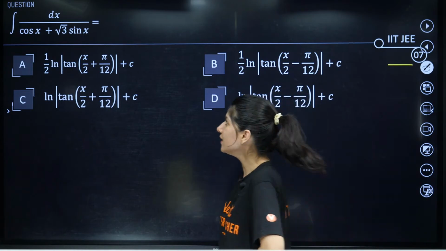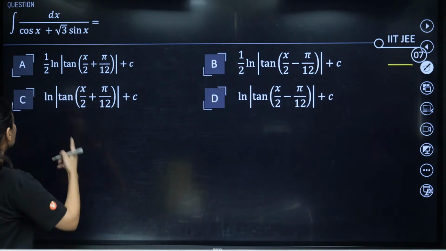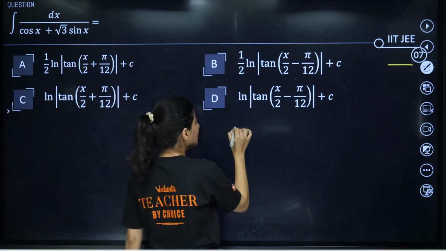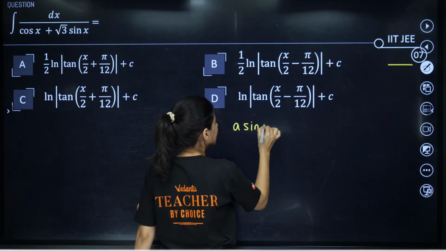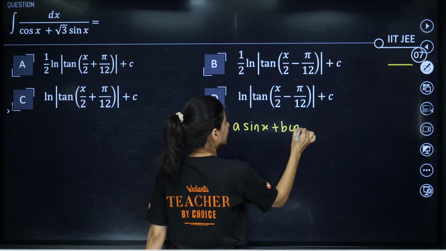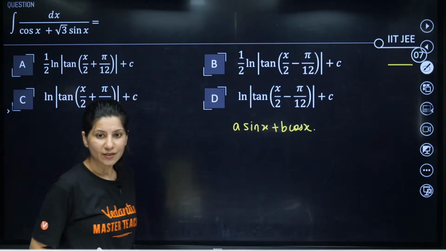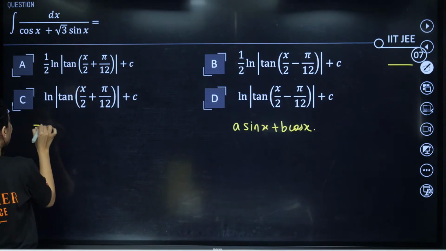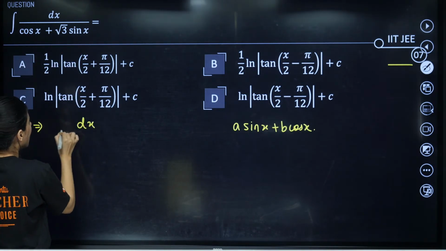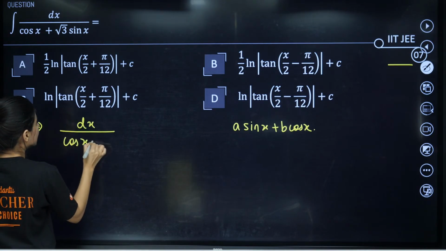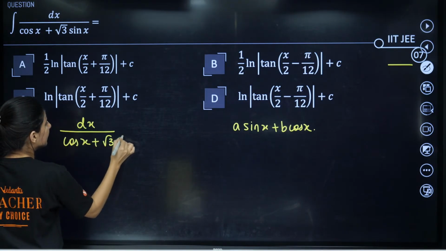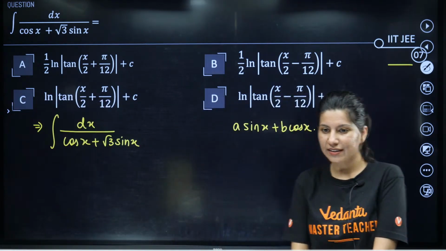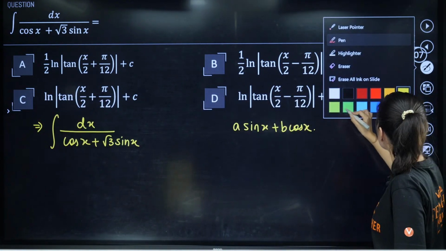Simplification, right? Okay. So we will simplify it first. Cos x plus root 3 sin x. Don't you think this is of the form a sin x plus b cos x? So basically what I'm going to do is integral of dx upon cos x plus root 3 sin x.